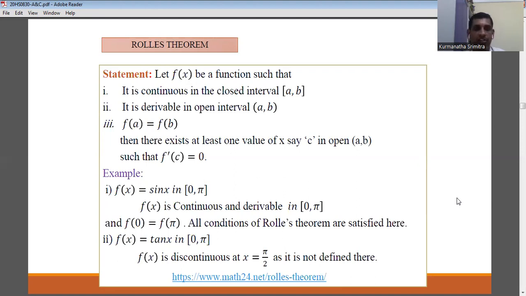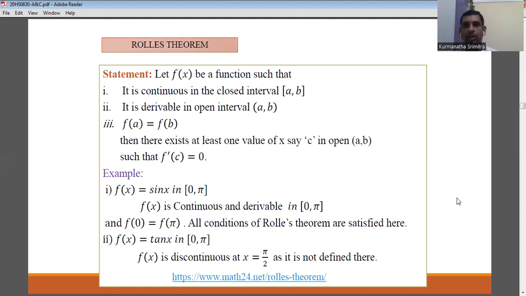So if any function satisfies all these three conditions, then in the open interval (a, b) there is a point c such that f dash of c equal to 0. This is the statement of Rolle's theorem. For example, take the trigonometric function sin x, so f(x) equal to sin x, on the closed interval [0, pi]. Already we know that sin x is always a continuous and derivable function on the set of all real numbers. So it is continuous on the closed interval [0, pi] and derivable on the open interval (0, pi).